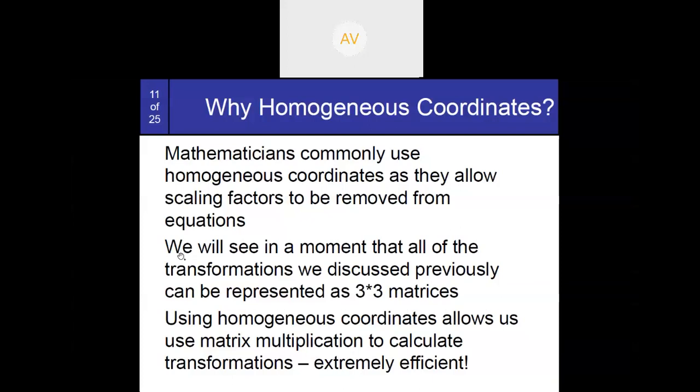We will see in a moment that all of the transformations we discussed previously can be represented as a 3 into 3 matrix. We want to define all three equations as 3 into 3 matrices, so for that we are converting the equations. Using homogeneous coordinates allows us to use matrix multiplication to calculate the transformation extremely efficiently. For that purpose we are converting those equations to homogeneous coordinate systems.